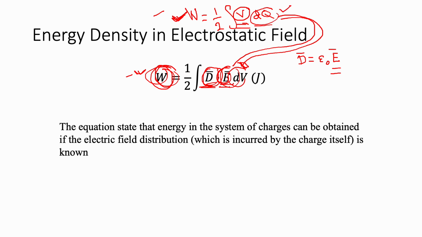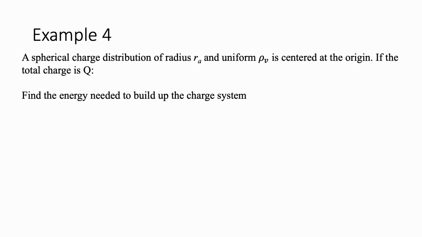But let's say you have calculated your E earlier. In order to know the energy density, you can use this equation, right? So the equation states that energy in the system of charges can be obtained if the electric field distribution, which is incurred by the charge itself, is known. All right. So now let's look into example number 4, which is regarding the energy density.